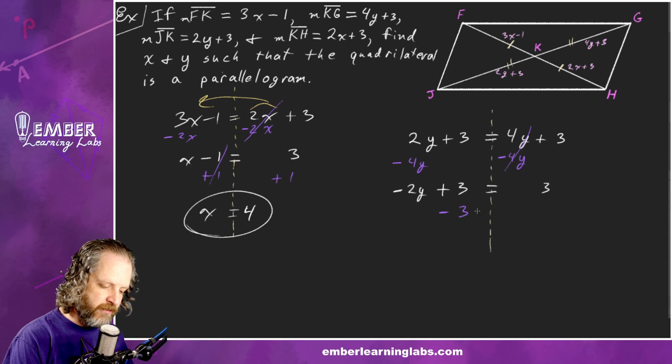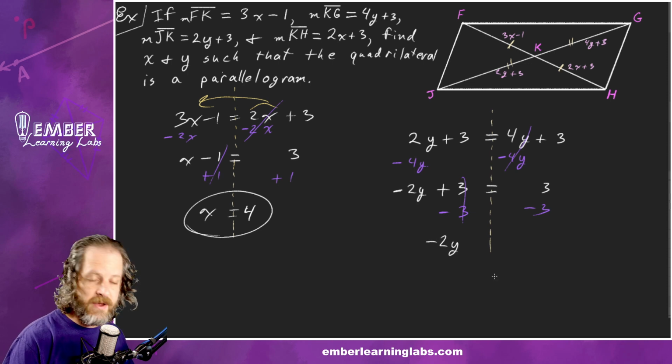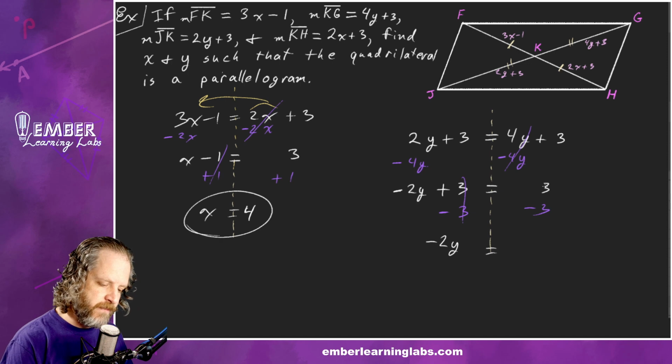So we're going to do minus 3, and then we do it over here, minus 3. This cancels, leaving us with negative 2y. We're bringing down everything we haven't touched, equals 3 minus 3 is 0.